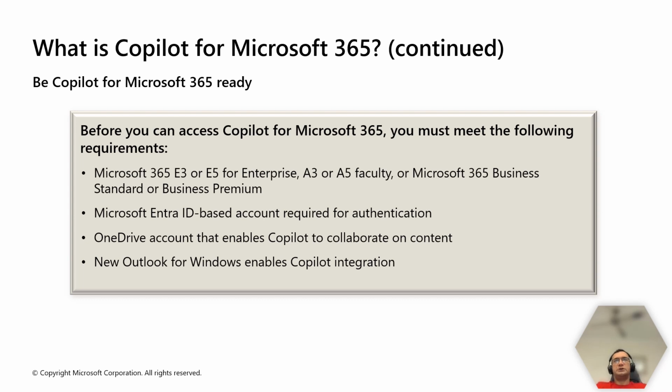So the very first thing is about licensing. If you want to use Copilot for Microsoft 365, you need to have E3 or E5 for enterprises, A3 or A5 for faculty, or Microsoft 365 Business Standard or Business Premium to be able to use it. The authentication is happening using Microsoft Entra ID, and you need OneDrive to be able to share files and contents with Copilot. If you want to use Copilot for Outlook, you need to have the newest version of Outlook installed on your machine.